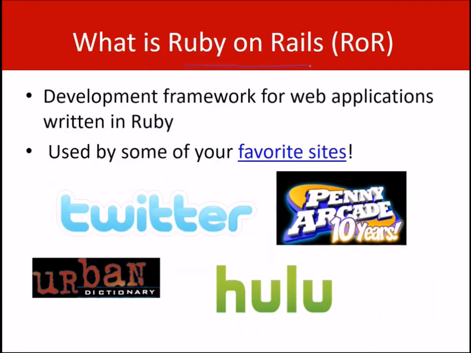Then what is this ROR, Ruby on Rails? Why is it so famous? Why are people talking about it so much? Because this is a development framework for web applications written in Ruby. And since everything is either on the web or being transformed to the web, ROR becomes important. You see various sites which you are aware of that use ROR.